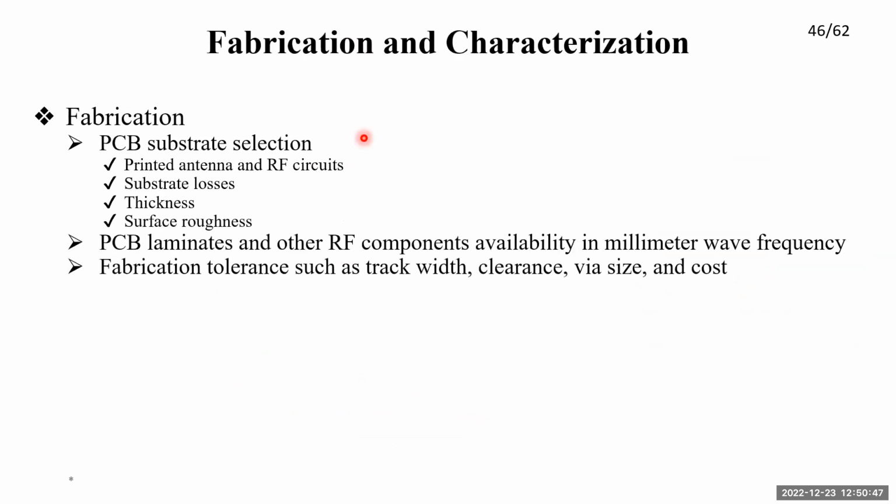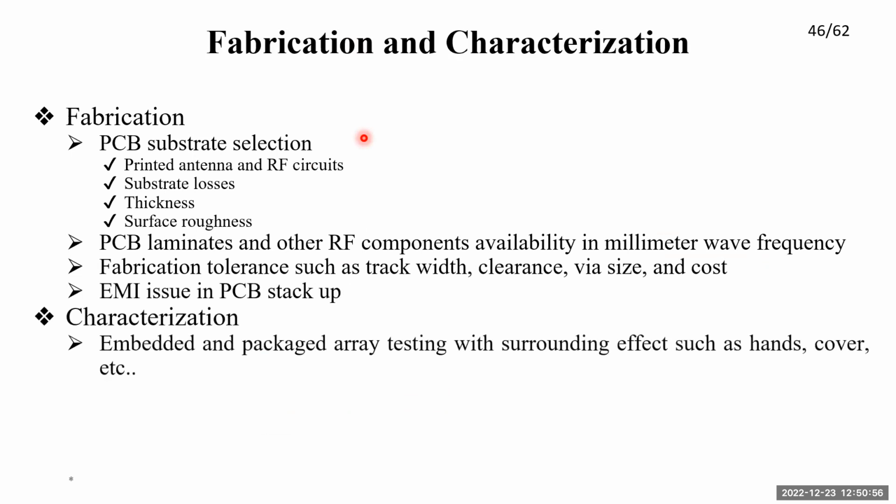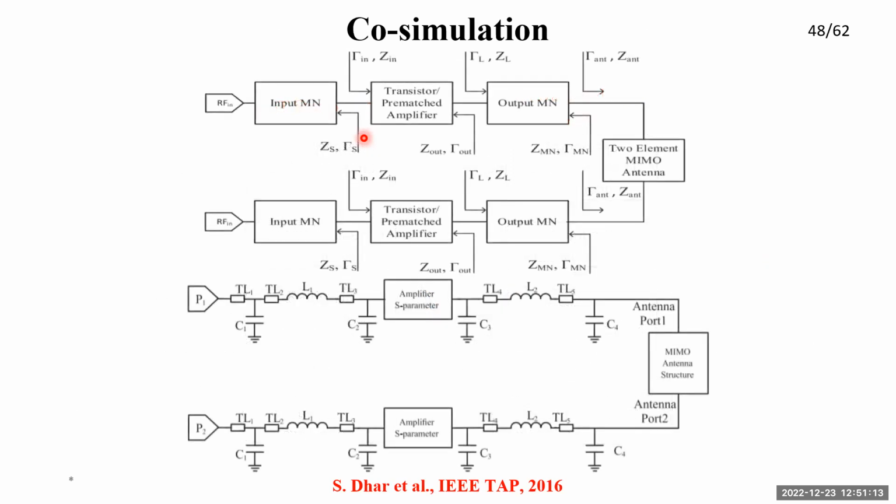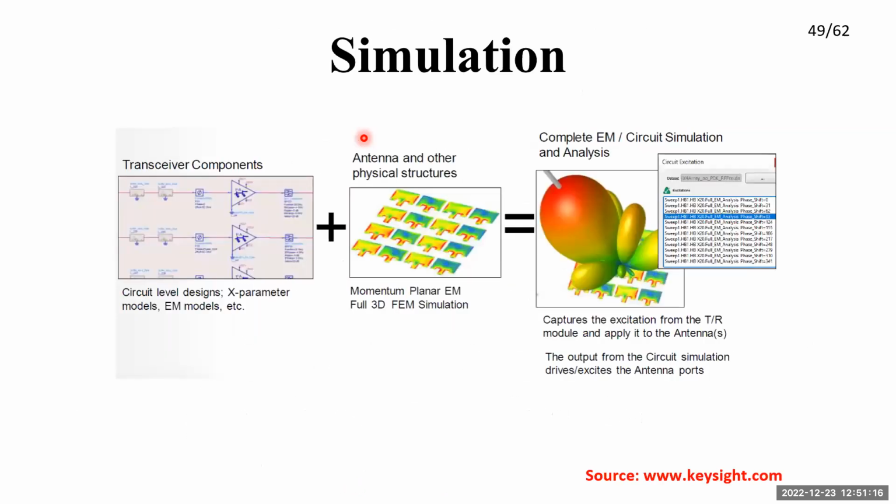On the fabrication side, you will face a lot of challenges: selection of substrate, which substrate and what thickness to use, surface roughness, what type of laminates, and how we place the components. EMI issues also come up when you start integrating things together, because a lot of harmonics appear. Then there is the simulation process. Nowadays you cannot rely on individual module simulation; you have to do an integrated simulation to avoid future problems during integration.